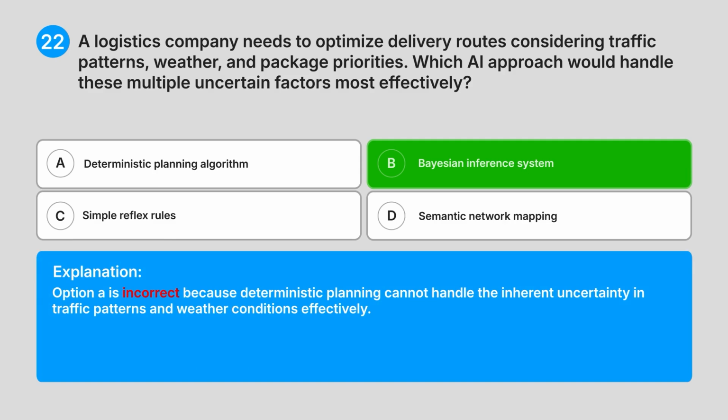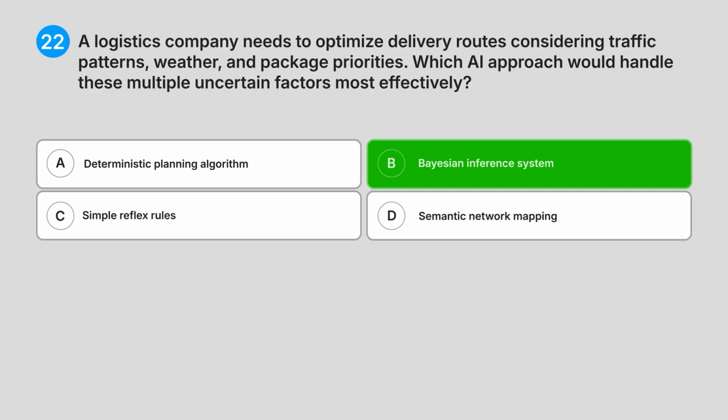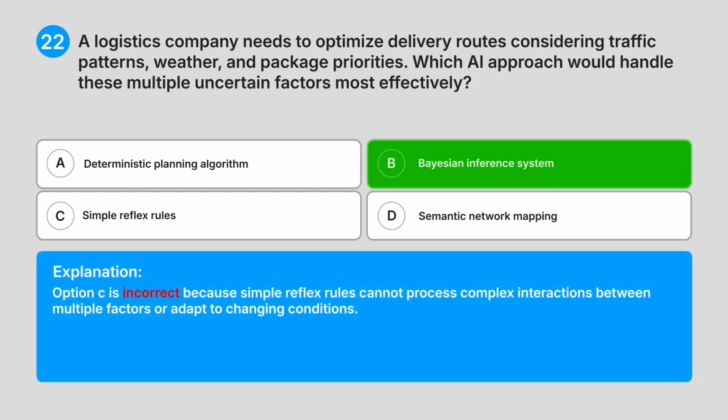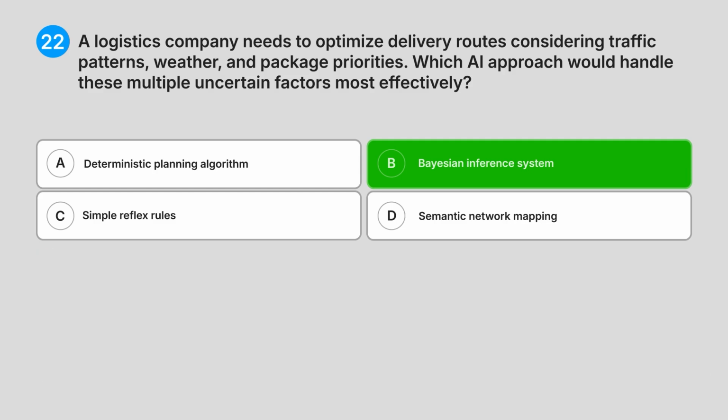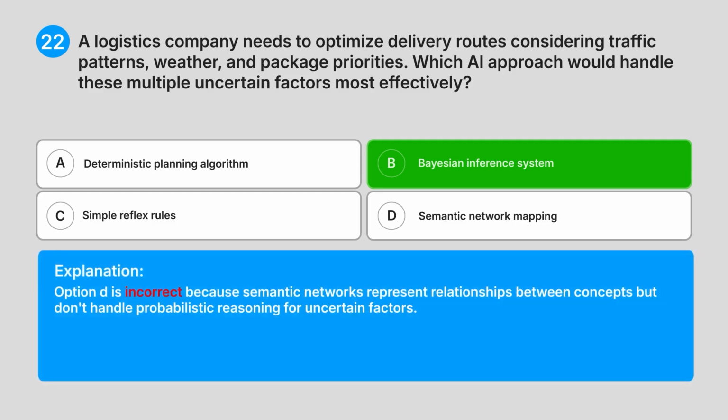Option A is incorrect because deterministic planning cannot handle the inherent uncertainty in traffic patterns and weather conditions effectively. Option C is incorrect because simple reflex rules cannot process complex interactions between multiple factors or adapt to changing conditions. Option D is incorrect because semantic networks represent relationships between concepts, but don't handle probabilistic reasoning for uncertain factors.